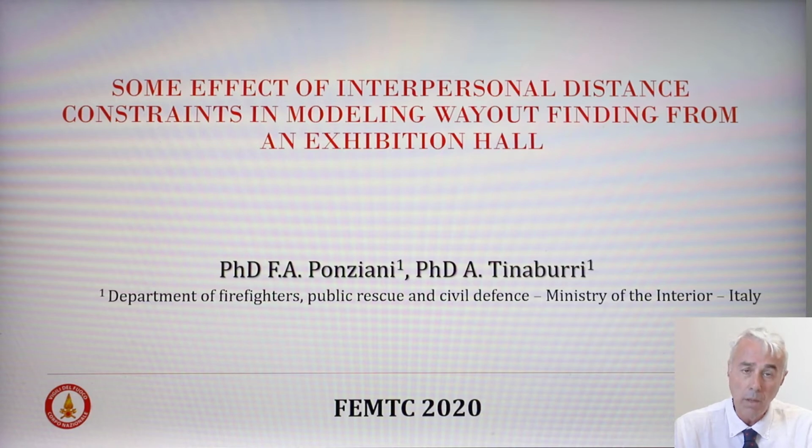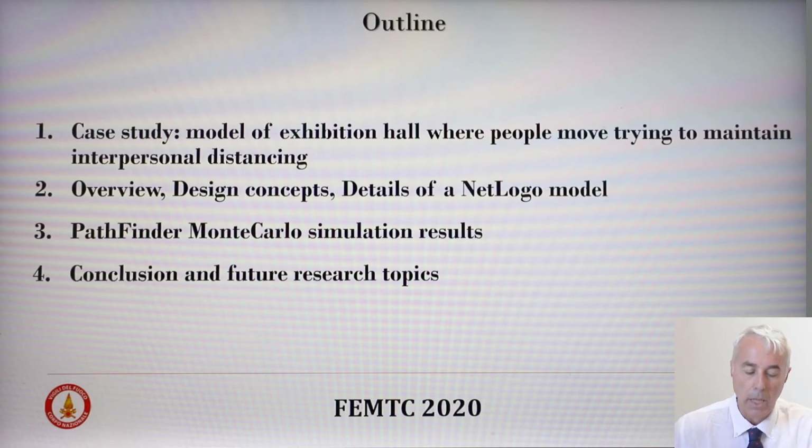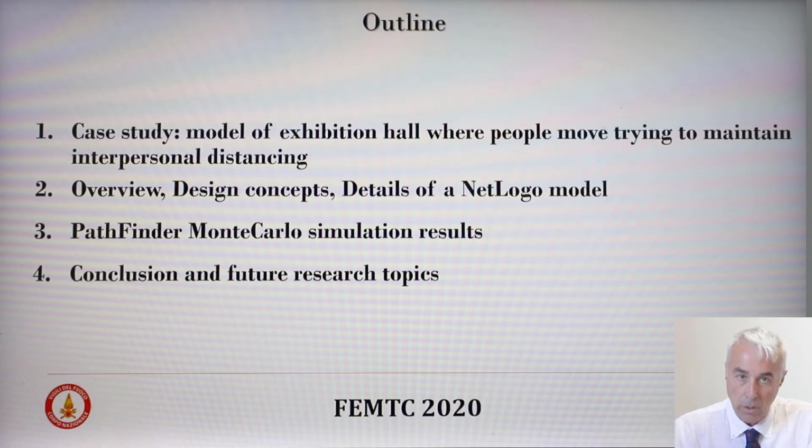We will be talking about some effects of interpersonal distance constraints in modeling wayfinding from an exhibition hall. The idea is to outline a case study coming from the personal experience of ourselves in attending special events such as art exhibitions.